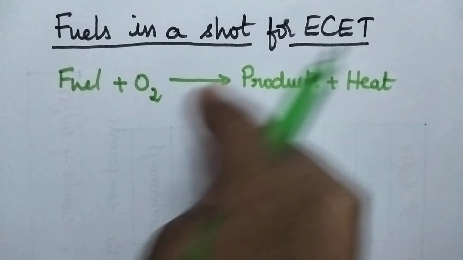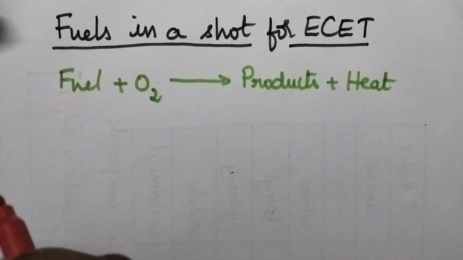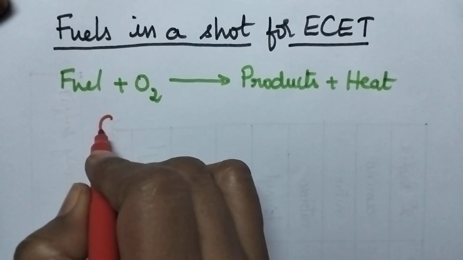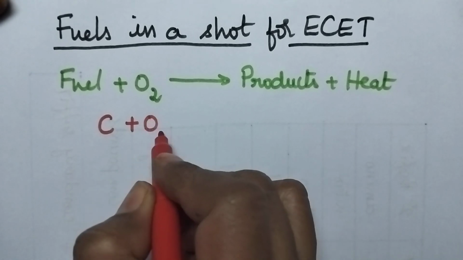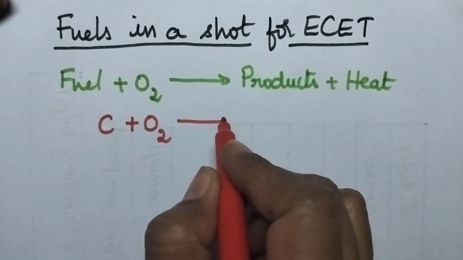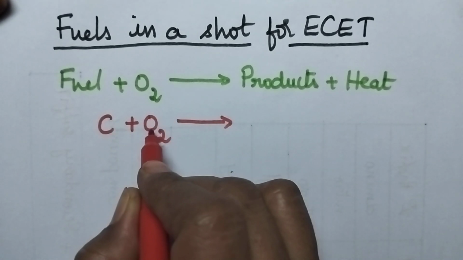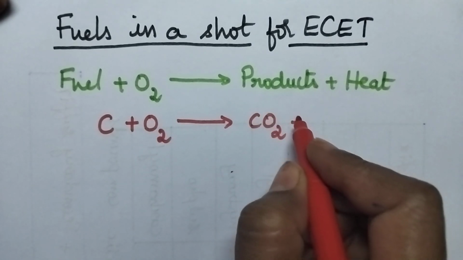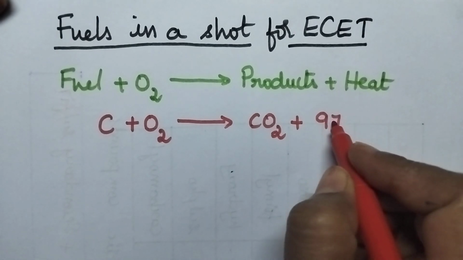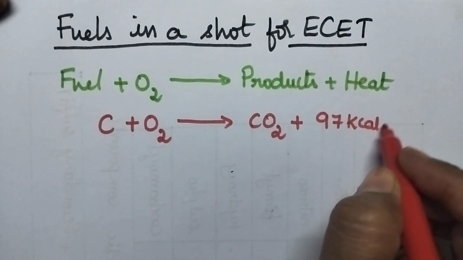And what is the major constituent of a fuel? Here the major constituent of the fuel is carbon. So fuel on combustion, especially the carbon, reacts with oxygen and results in the formation of carbon dioxide with the release of heat energy.